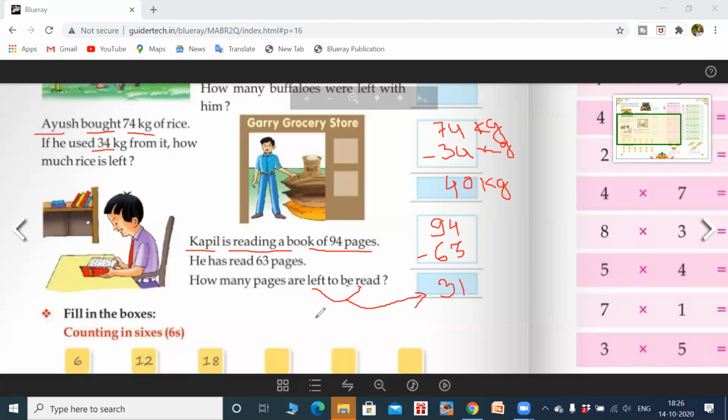Done? Completed? Complete soon, hurry up. Okay?